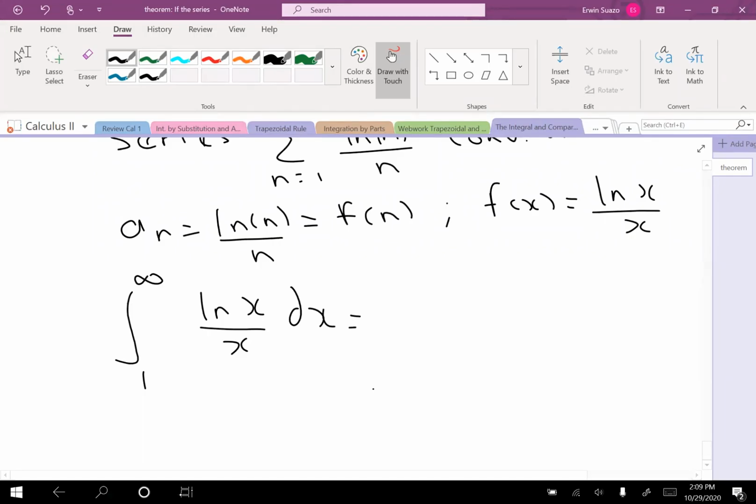Since it's decreasing, at least graphically, we are going to show that it's really decreasing with the derivative. But what we really need to know is to be able to find this integral. So let me give you 3 minutes to find this integral. Go ahead.